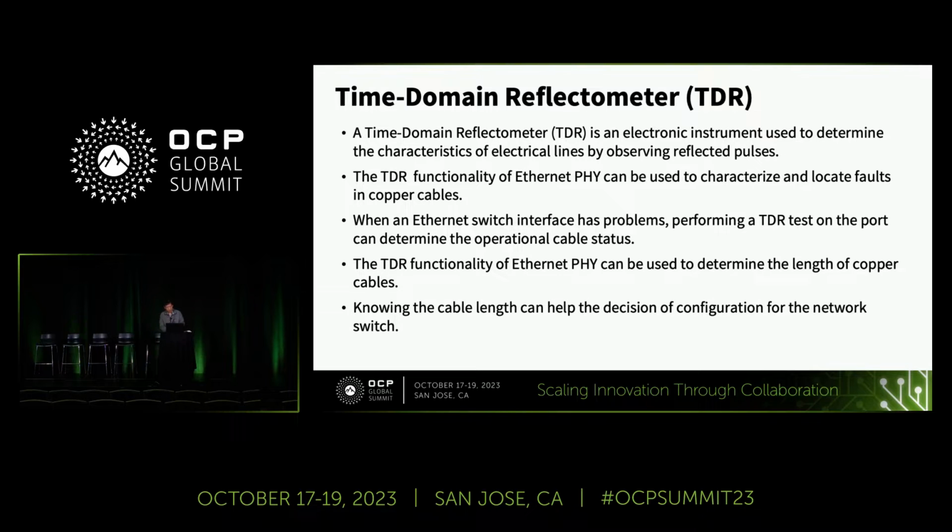The TDR functionality of Ethernet PHY can be used to characterize or locate faults in copper cables. When an Ethernet interface has a problem, performing a TDR test on the port can determine the operational cable status. The TDR functionality of Ethernet PHY can also be used to determine the length of the copper cables.